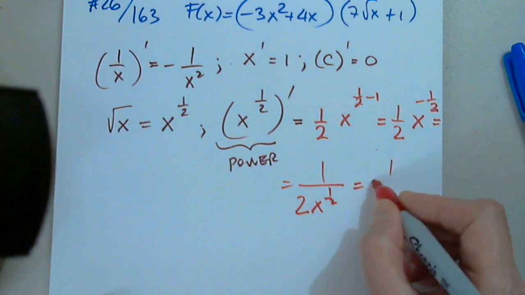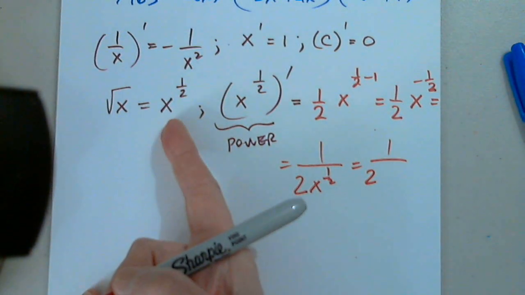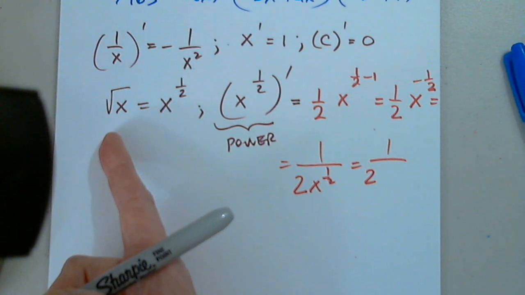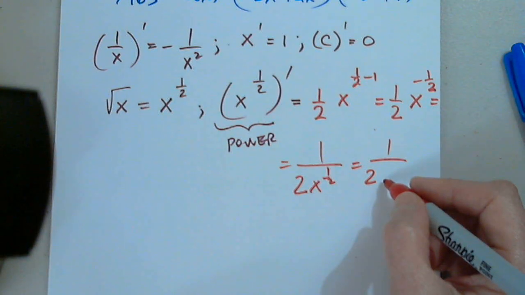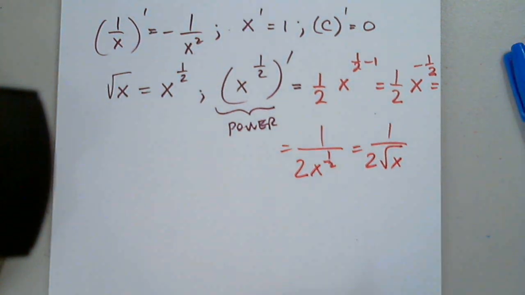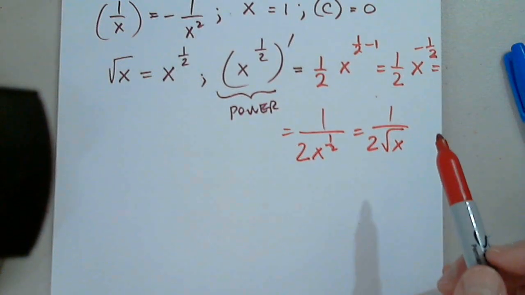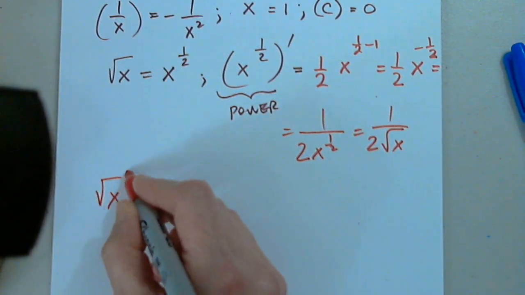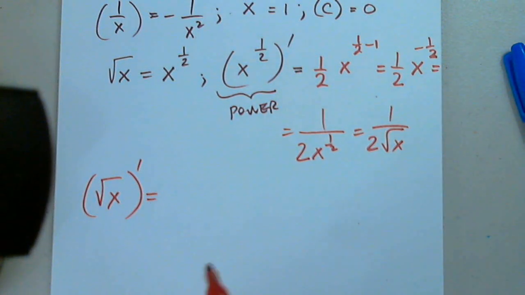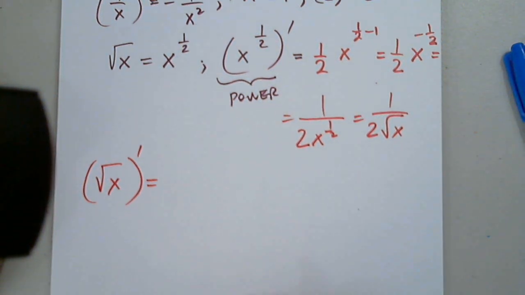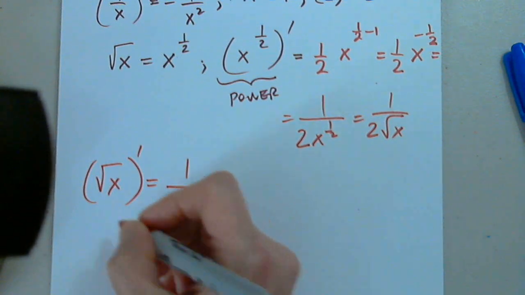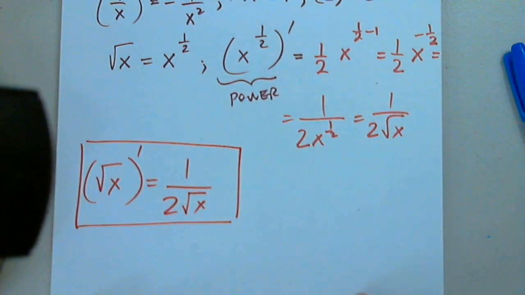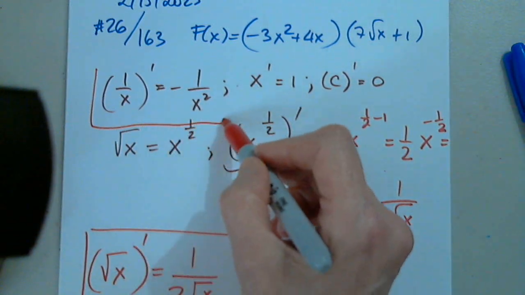That is 1 over 2, x to the 1/2. How do I go back from x to the 1/2 back to the square root? To the square root of x. That's it. So here's another very important rule that we have to carve in stone. Whenever we have the square root of x prime, what should I write as the answer, forever and always? 1 over 2 square root of x. Thank you so much.